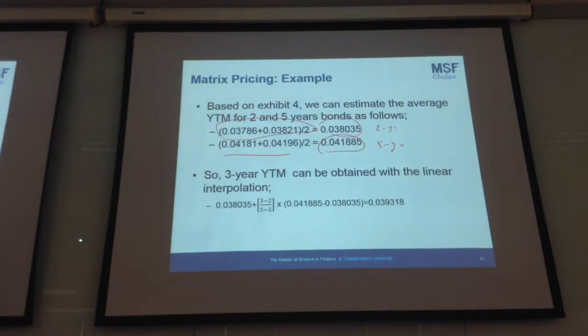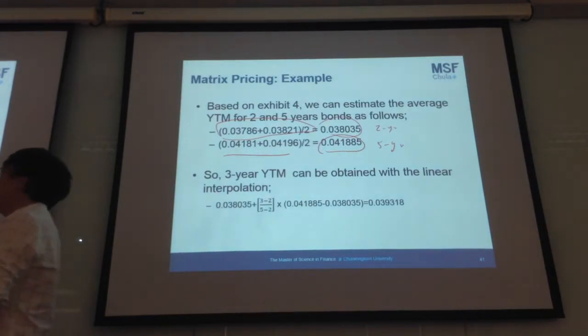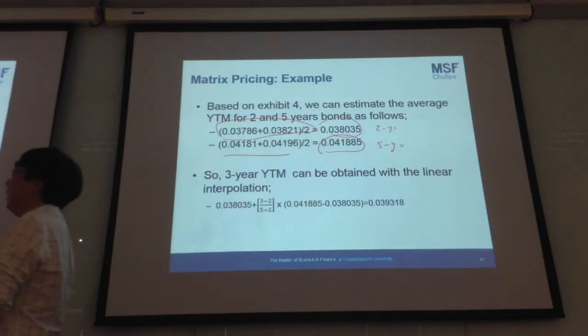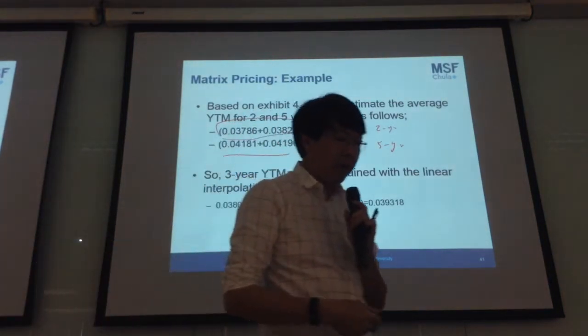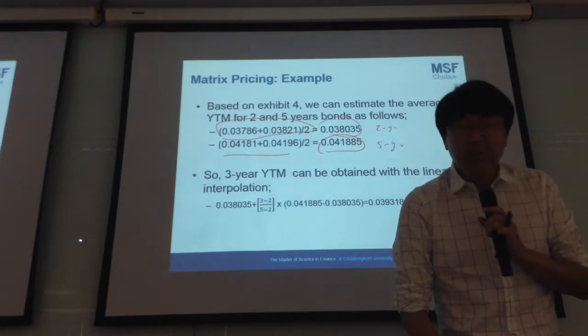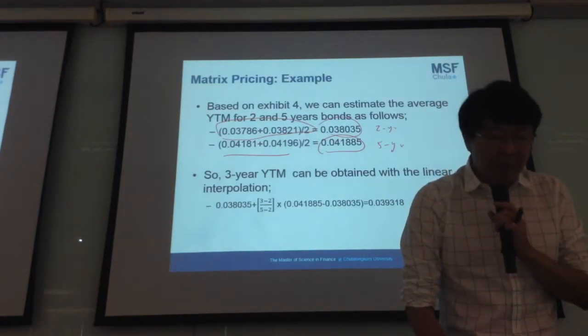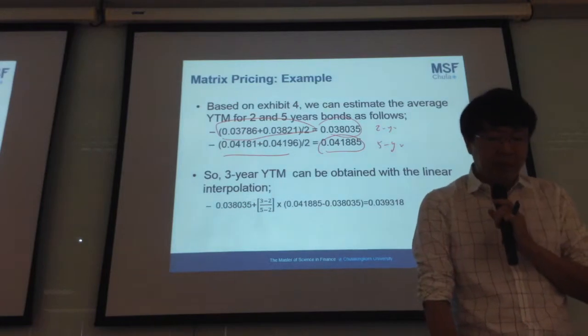You want to know the 1 year extra yield in between these 3 years difference. So it's 1 over 3. Okay, 1 year over the 3 year difference of this yield. So you come up with the yield that will be the representative of bond X. This is called the matrix bond price or matrix yield, the yield estimated by the matrix pricing.